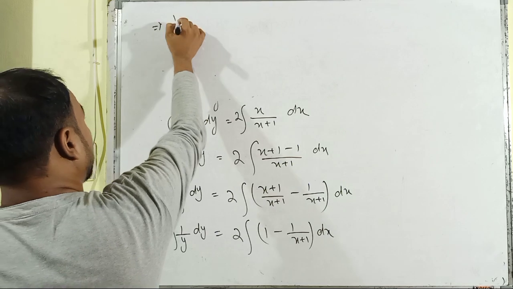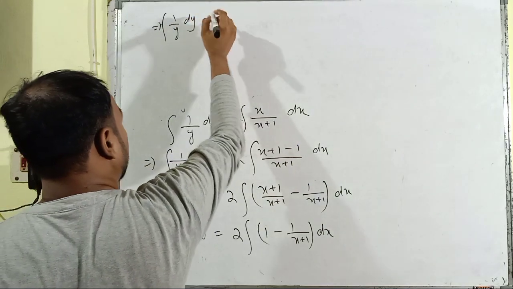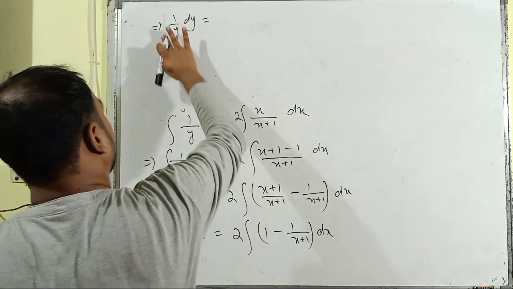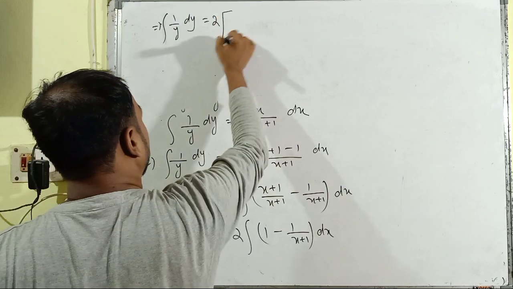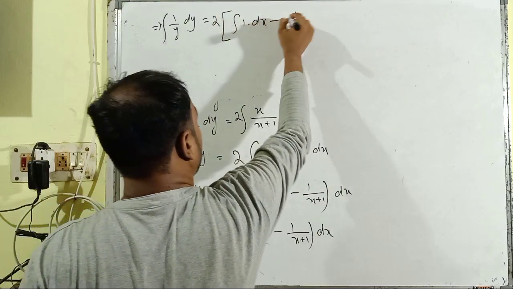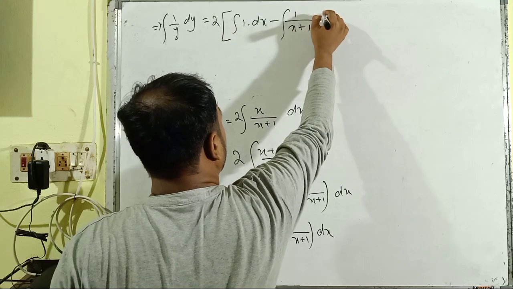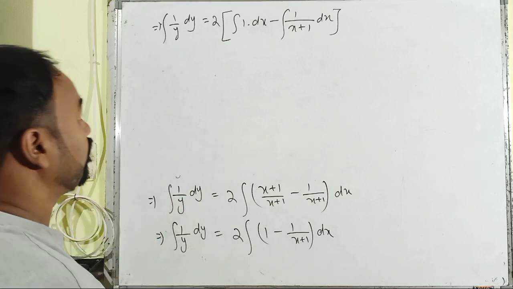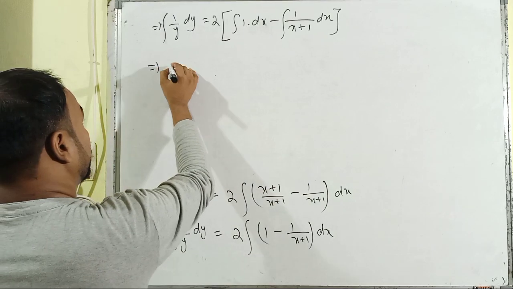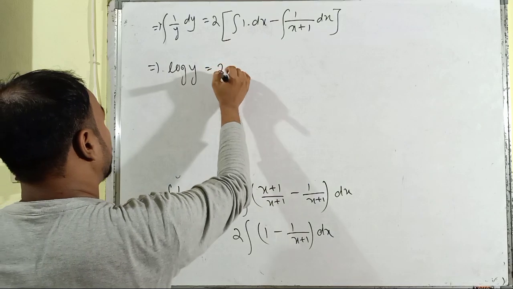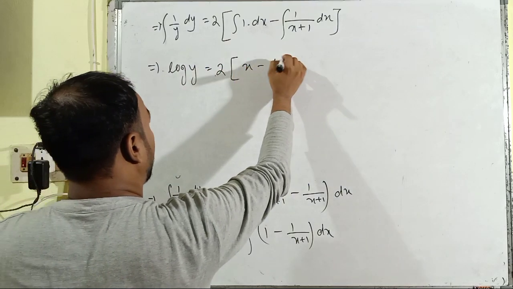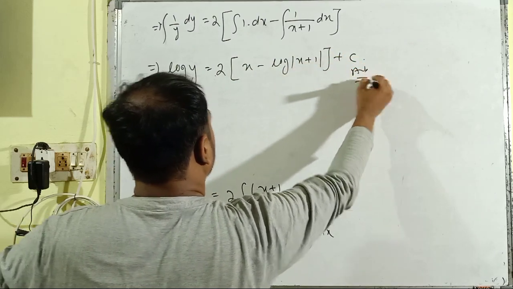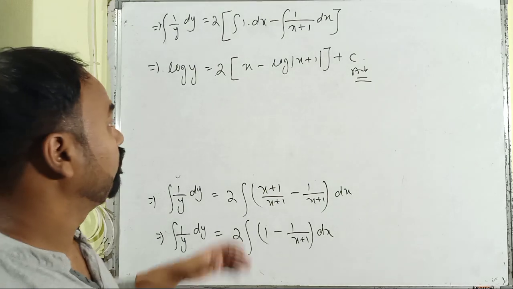Then just separating the right hand side, we have integral of 1 with respect to x minus integral of 1 upon x plus 1 with respect to x, and then by using the appropriate formula of the integration, we can have log y is equal to 2 whole into x minus log modulus of x plus 1 plus any constant c. So this is the final solution of this problem.